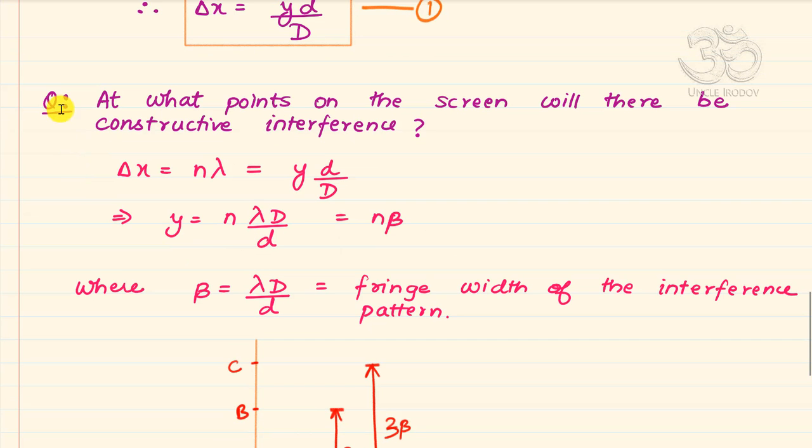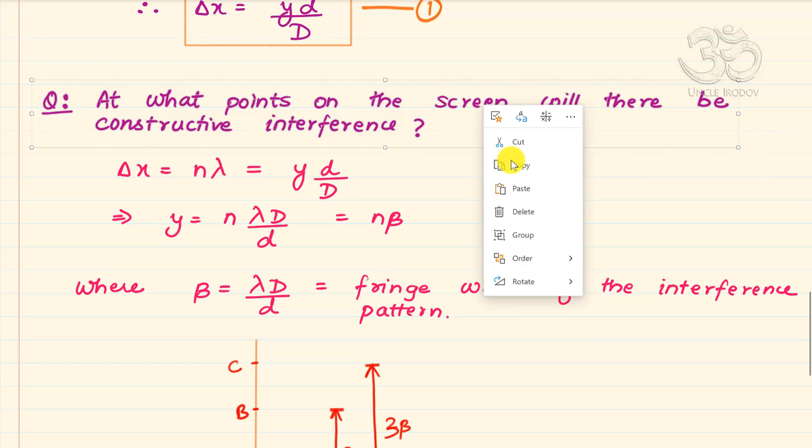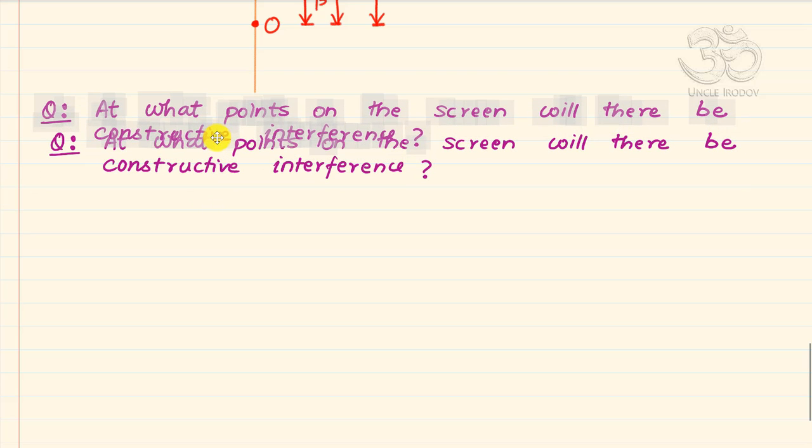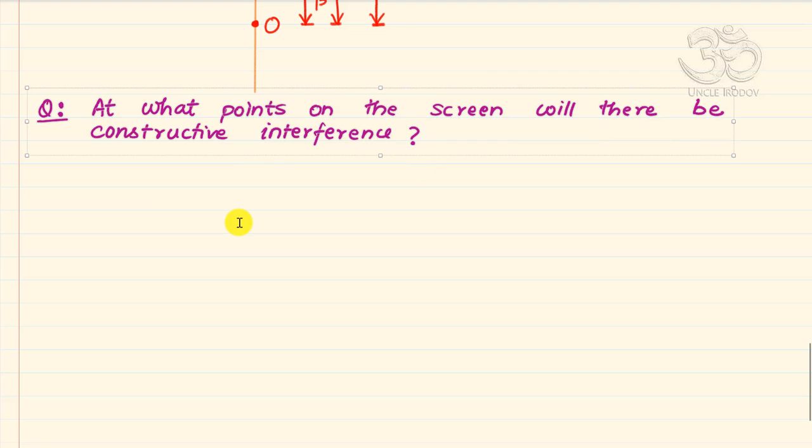Now similar question, so I'm just going to copy paste this, and I think you know the question. So at what points on the screen are we going to have destructive interference? So let me remove that and put destructive.